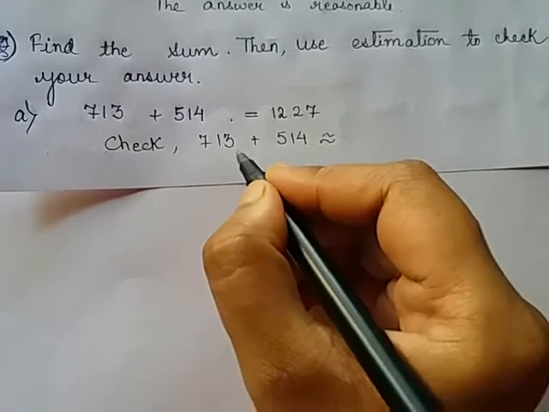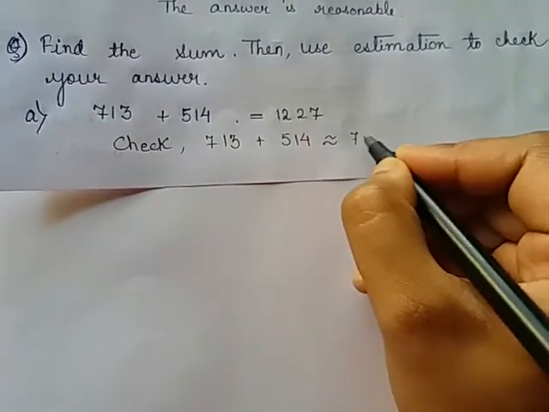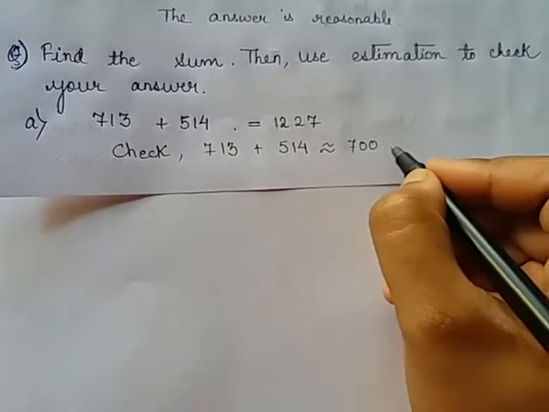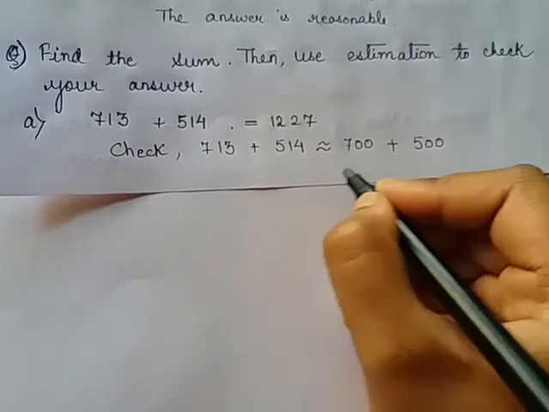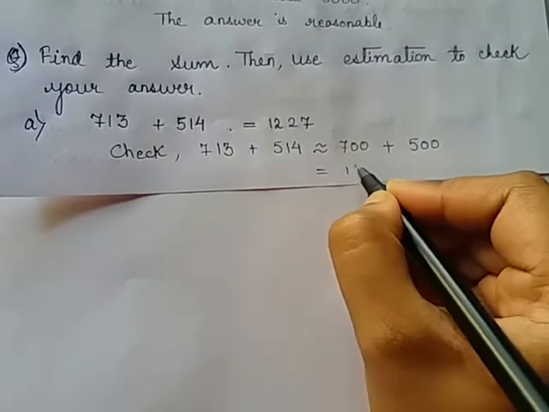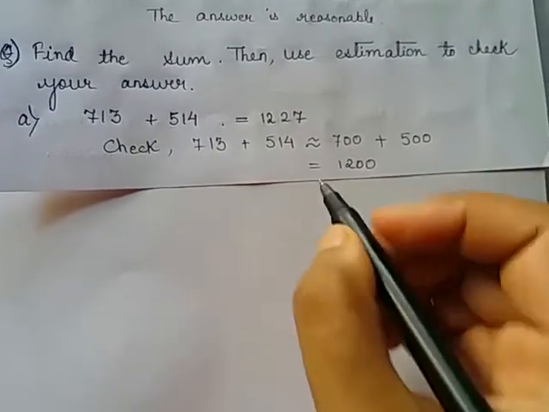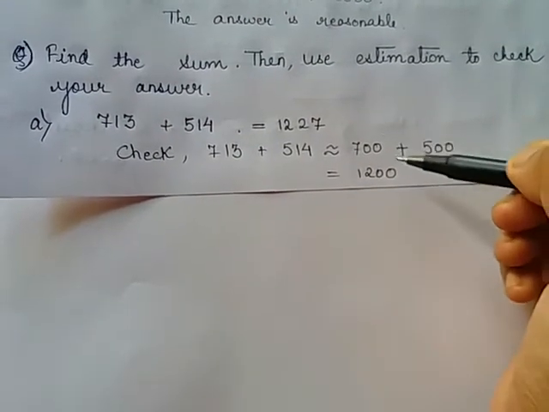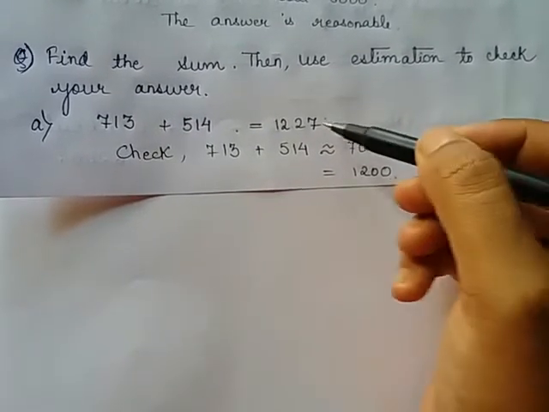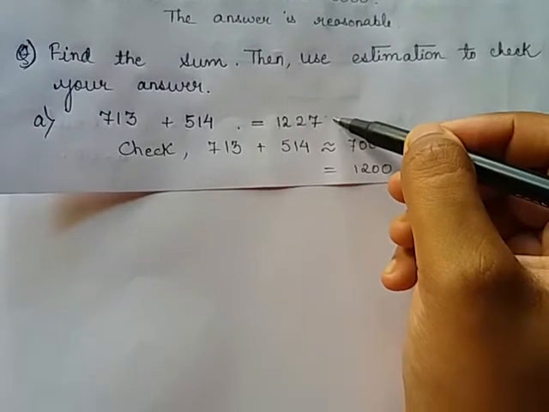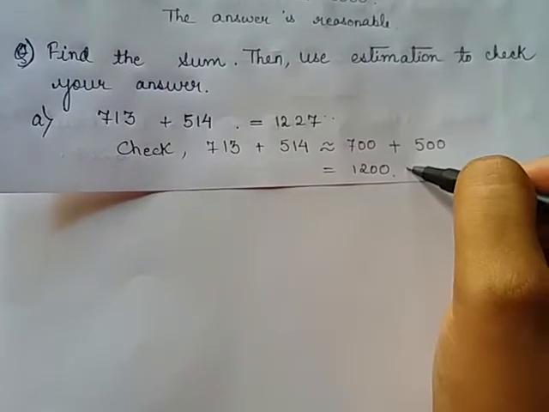Rounding 713 to nearest 100 will be 700. Rounding 514 to nearest 100 will be 500. And their sum will be 1200. Now, we have to check these two numbers, whether the actual number is close to the estimated number or not.